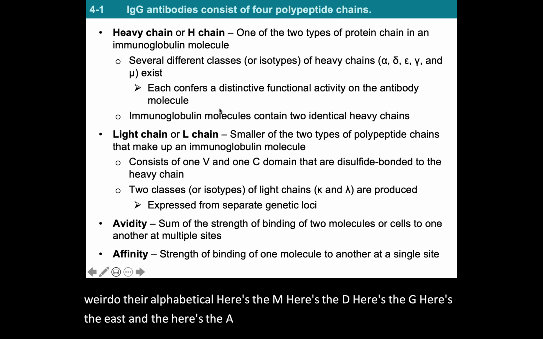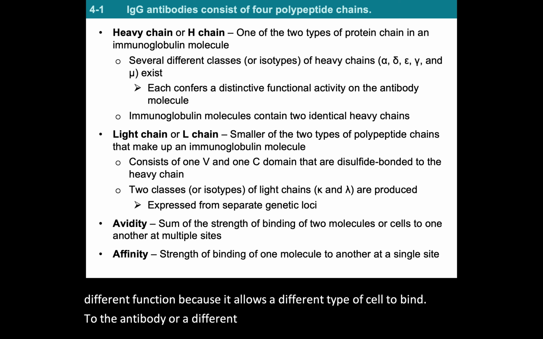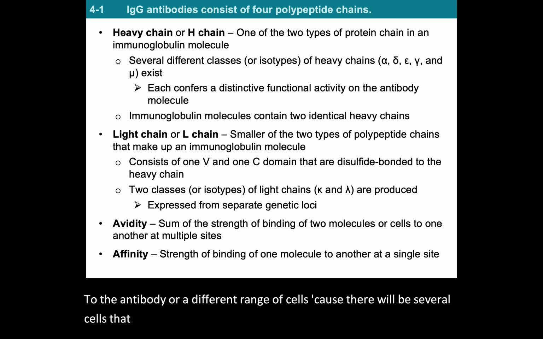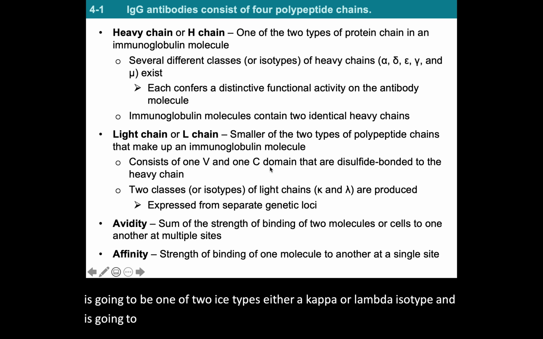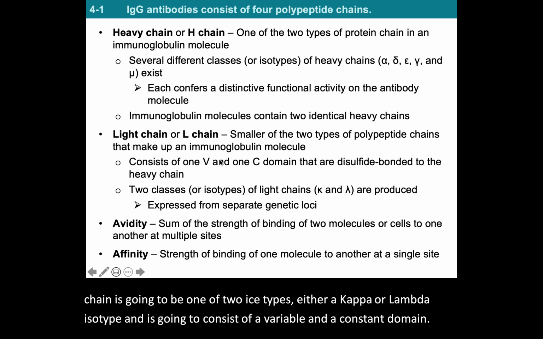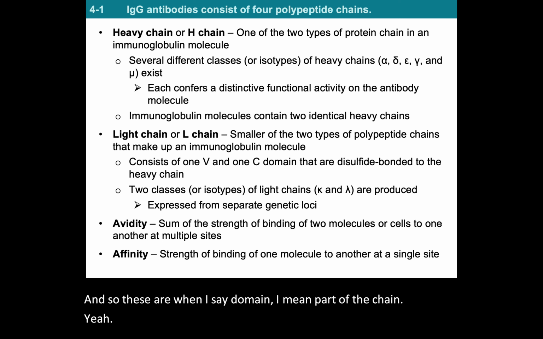Each one gives the antibody a different function because it allows a different type of cell to bind to the antibody, or a different range of cells, because there'll be several cells that have receptors for each of these antibodies on them. Then your light chain is going to be one of 2 isotypes, either kappa or lambda, and is going to consist of a variable and a constant domain. When I say domain, I mean part of the chain, of the entire molecule.